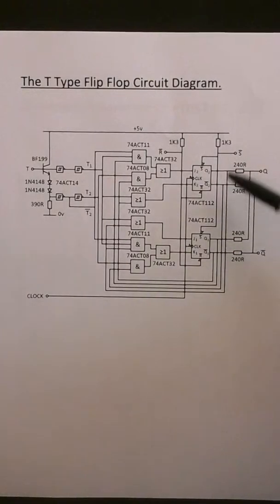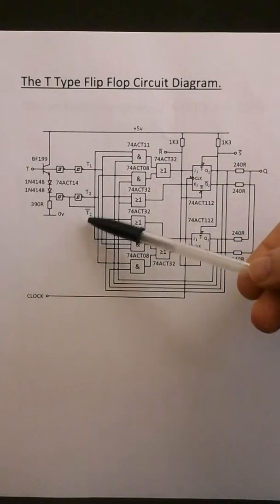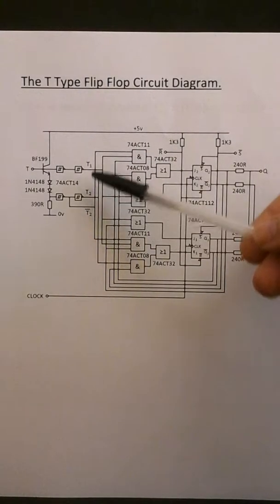So the outputs from Q2 and Q1 and not Q1 and not Q2 are fed back here and form part of the input variables, along with T2, not T2, T2 and T1.